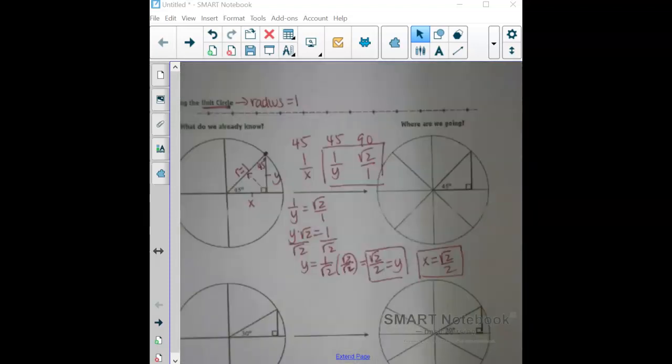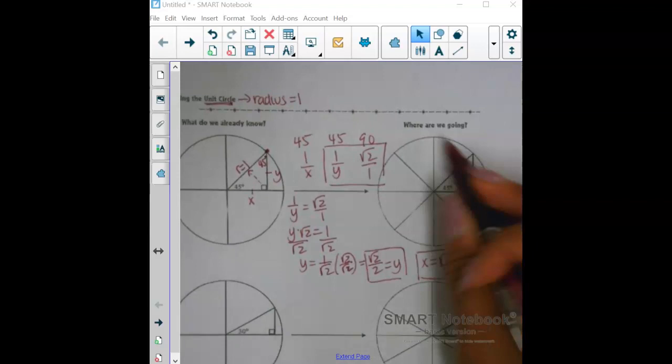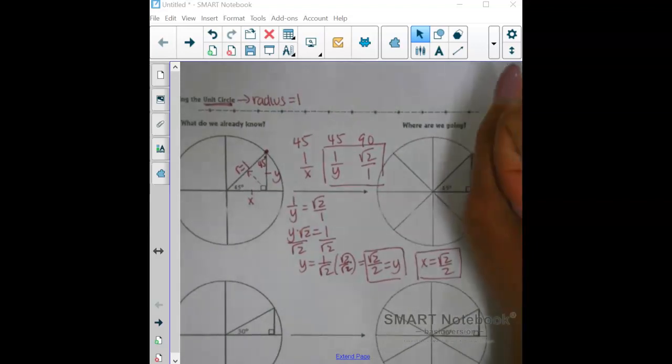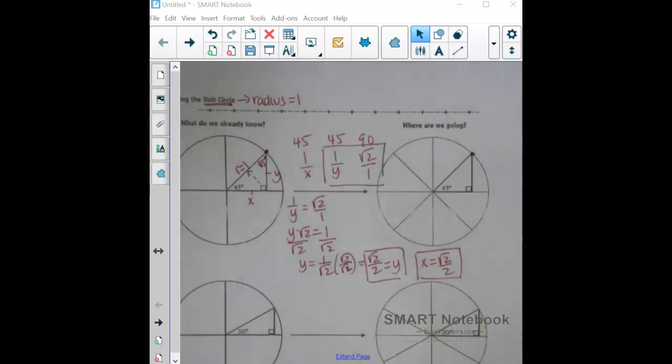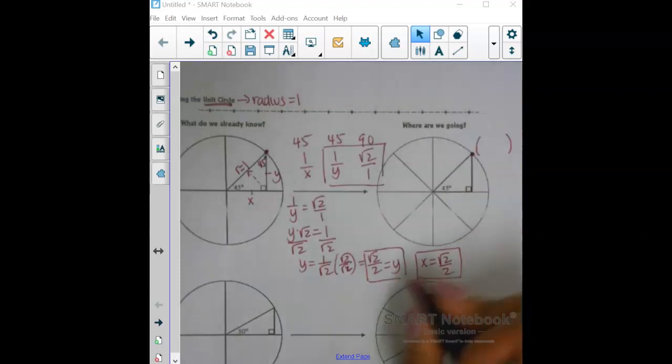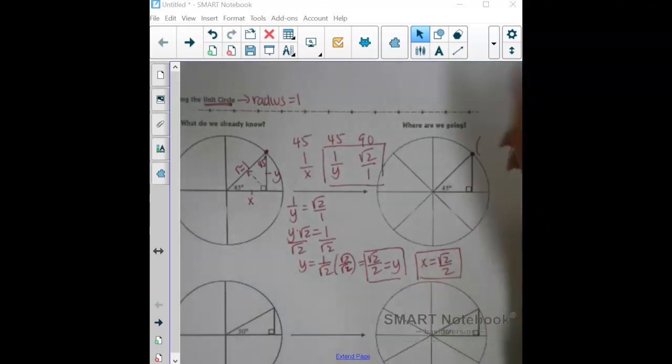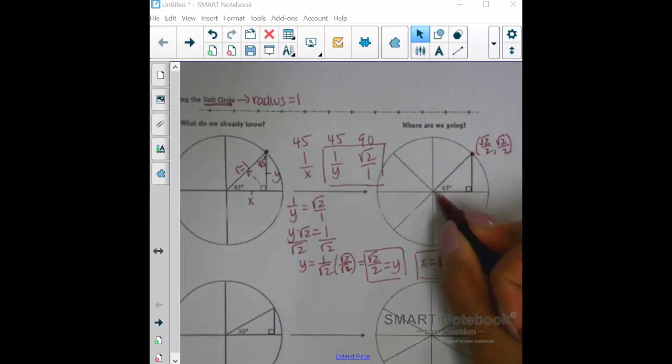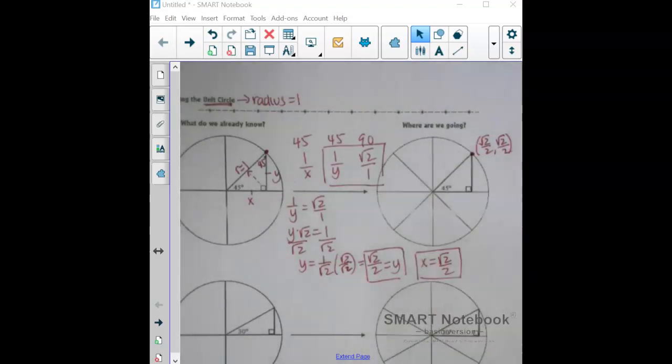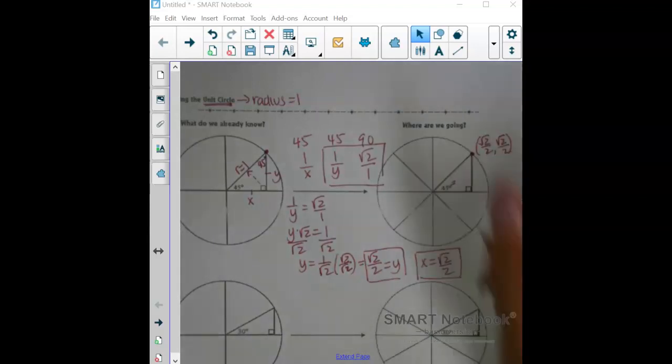I'll zoom out a little bit more. So on this graph, for where we're going, this point, which is on your unit circle, is going to have a coordinate of x comma y, which is the square root of 2 over 2, comma the square root of 2 over 2. If I asked you to give me 45 degrees in radians, what's the radians for 45 degrees? Pi over 4. That's exactly it.